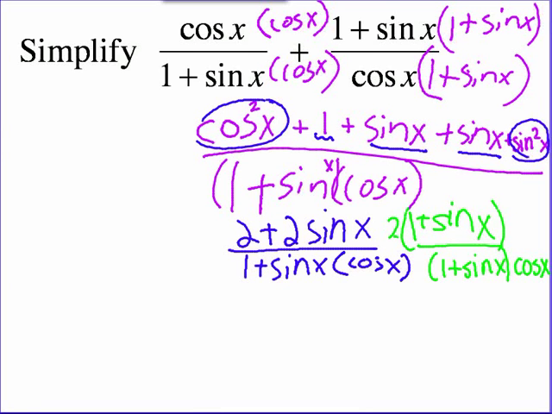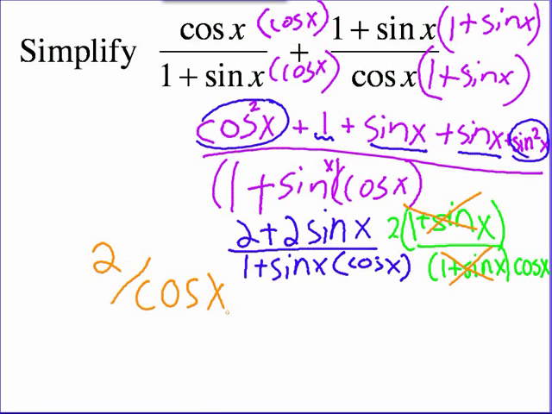Okay, somebody else needs to come up and do the next step. What do you notice happens? Yeah, go ahead. You're right, Anna. Yep. So you end up having, you got it, Tanner. Tanner is Einstein. Good. So 2 over cosine x.